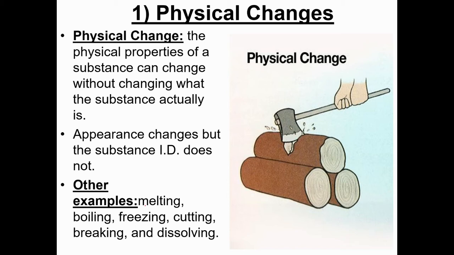Other examples would be melting, freezing, boiling. Those are all physical changes. Cutting something, breaking something. One that students often get confused is dissolving. Dissolving is still considered a physical change because you're not changing the identity of the substance. So, for example, if I'm taking some water, which is H2O, and some salt, NaCl, and I put the salt in the water and it dissolves, you still actually have NaCl and H2O in there. It's just that the NaCl is hidden within the H2O molecules. So the identity of each substance in there remains the same. You still have NaCl, you still have H2O, they're just now dissolved.